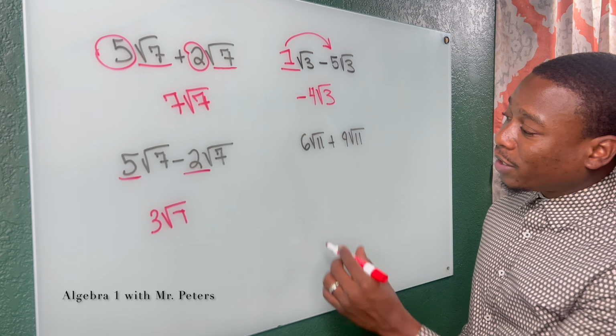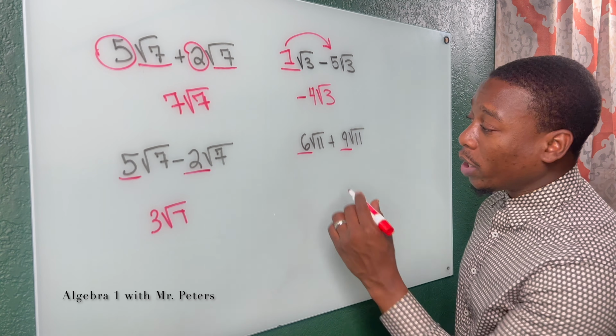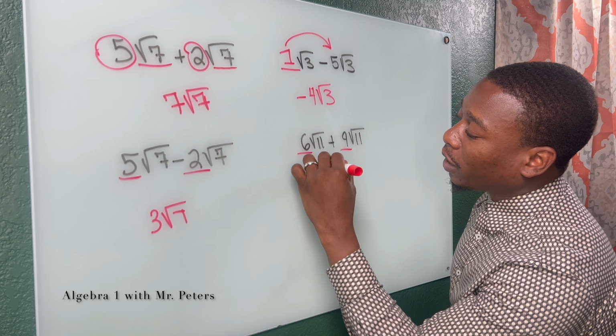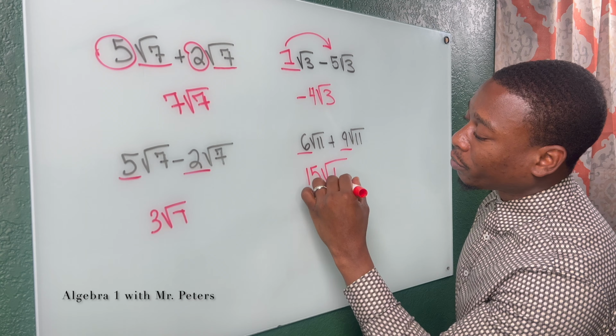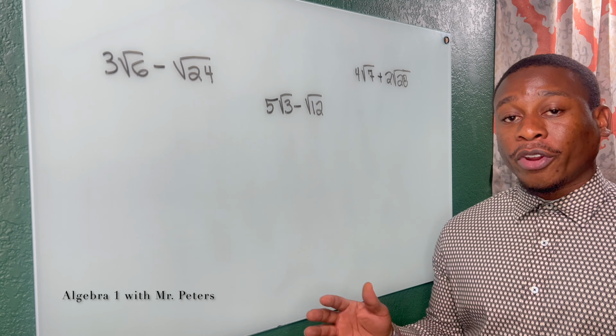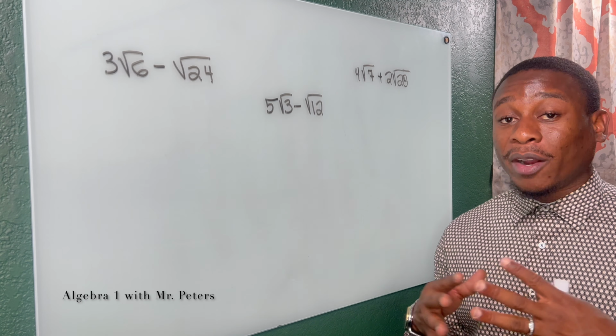And then in my last example, same exact square root. So we're good. We add, and this is going to be 15 radical 11. In scenario 2 now, the difference is they're going to give us at least one radical where we have to simplify before we could add or subtract.